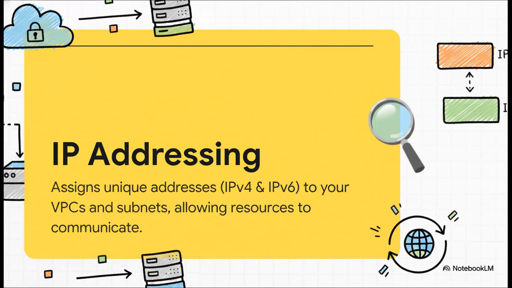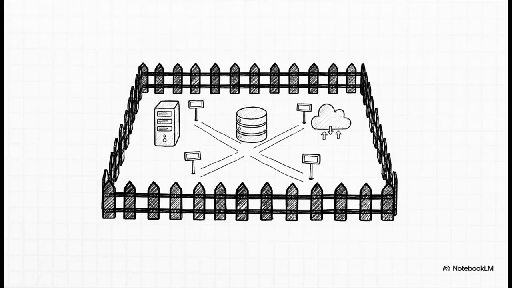Okay, next up, IP addressing. This one's pretty straightforward. It's how everything inside your VPC, we're talking servers, databases, you name it, gets a unique address. It's how they find each other and talk to each other. And yeah, it works with both the classic IPv4 and the newer IPv6. So in our analogy, IP addresses are the literal street addresses for every building on your property. Without them, you just have a bunch of buildings with no way to find them.